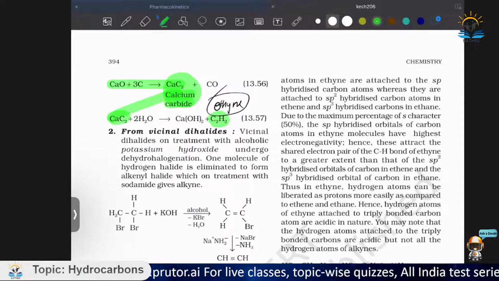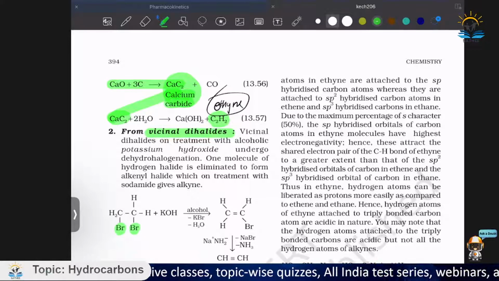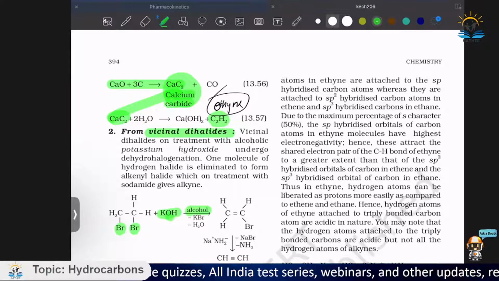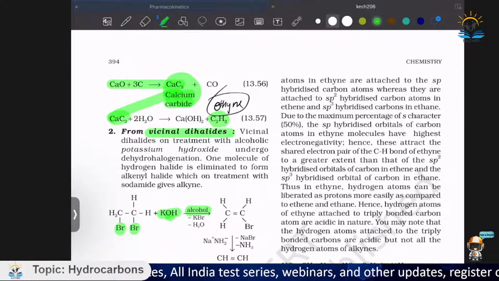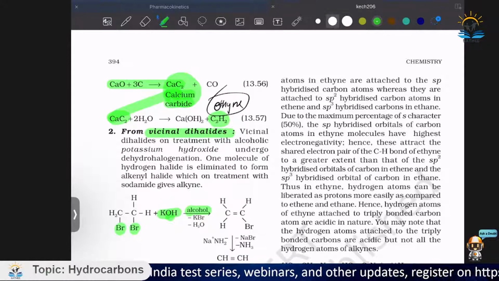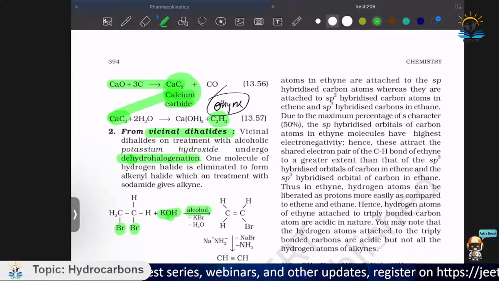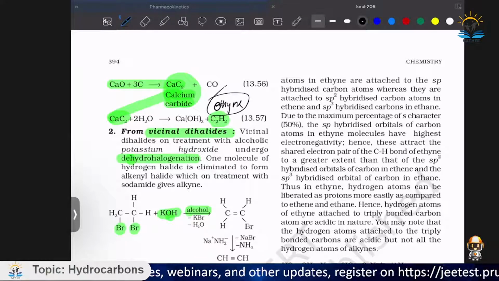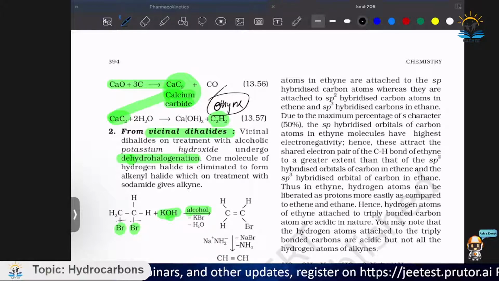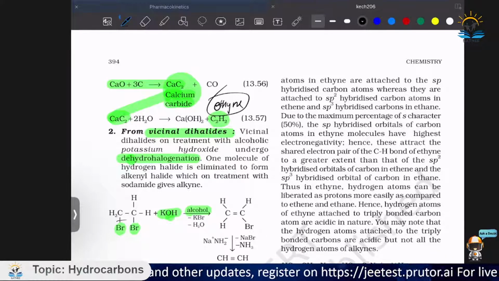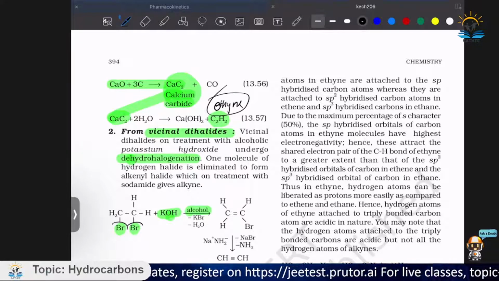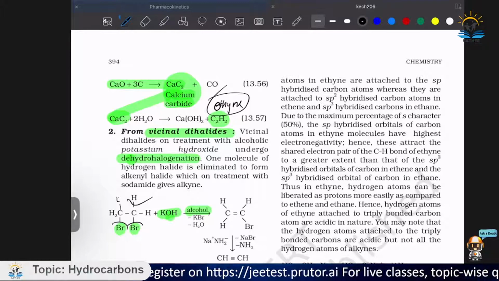The second reaction which you need to remember is from vicinal dihalides. See, vicinal dihalides, alcohol and KOH, alcoholic potash. Instead of dehalogenation, they undergo dehydrohalogenation. If dehalogenation is happening, just the halogens will be removed and a bond will be introduced, so that will create an alkene. But dehydrohalogenation is occurring because alcoholic KOH is there, so you will also remove two hydrogen atoms.